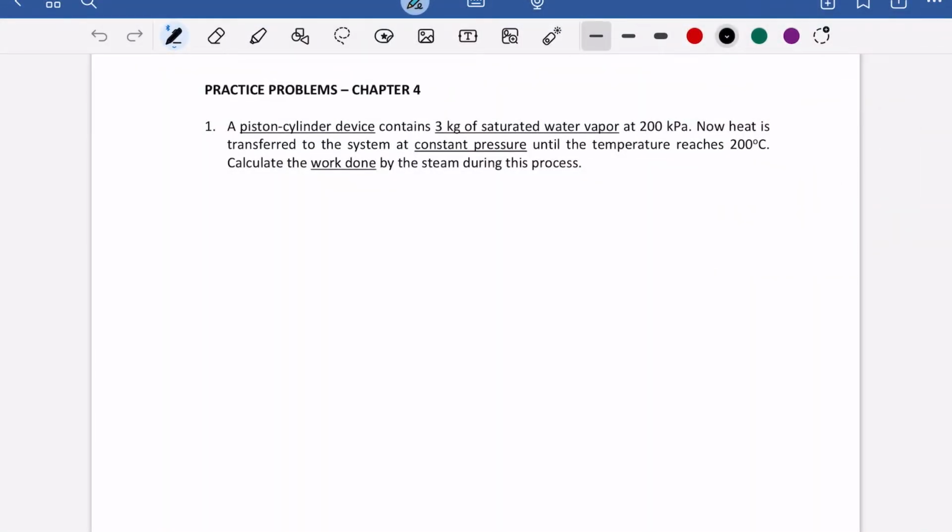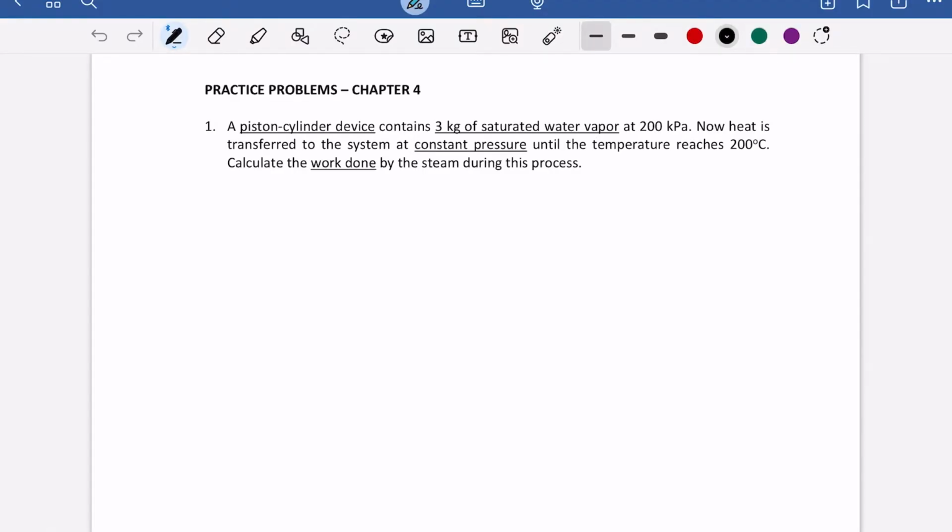A piston cylinder device contains 3 kg of saturated water vapor at 200 kilopascal. Now heat is transferred to the system at constant pressure until the temperature reaches 200 degrees Celsius. Calculate the work done by the steam during this process.